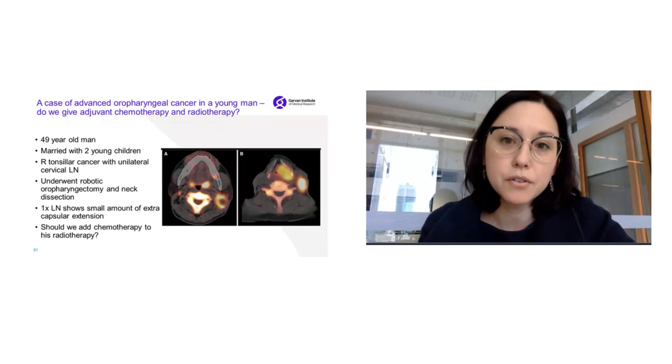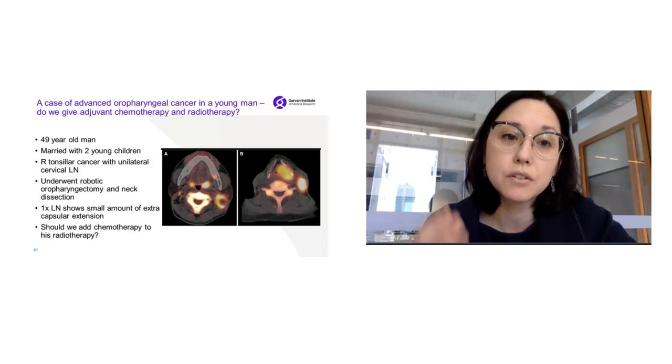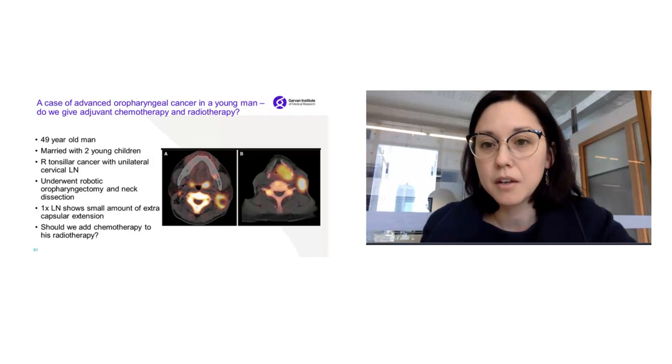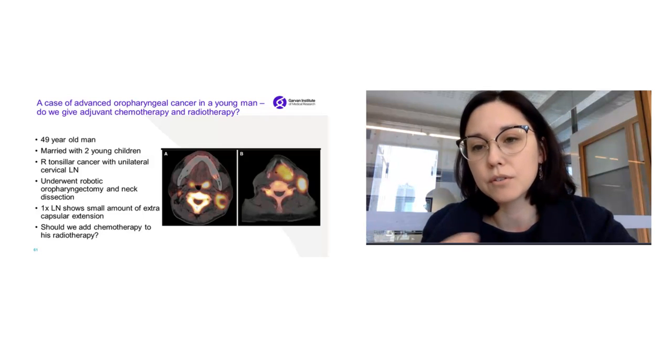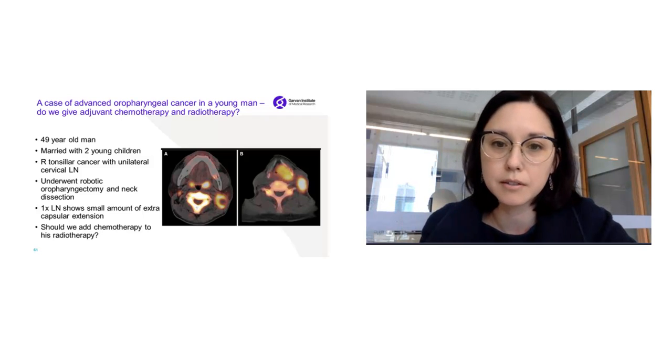So if we move right on to the oropharyngeal cancer project, this is a very typical patient, a 49-year-old man, married with 2 children, and is found to have a right tonsillar cancer which has spread to the lymph nodes in the right side of his neck. There's a PET scan there which shows the tonsil cancer in picture A, and in picture B you can see that lymph node on the side of the neck is lighting up.